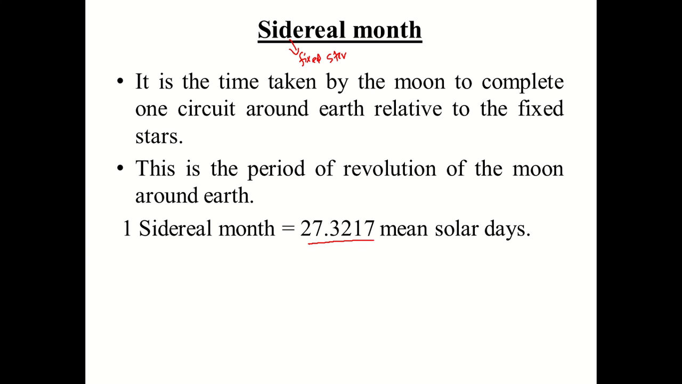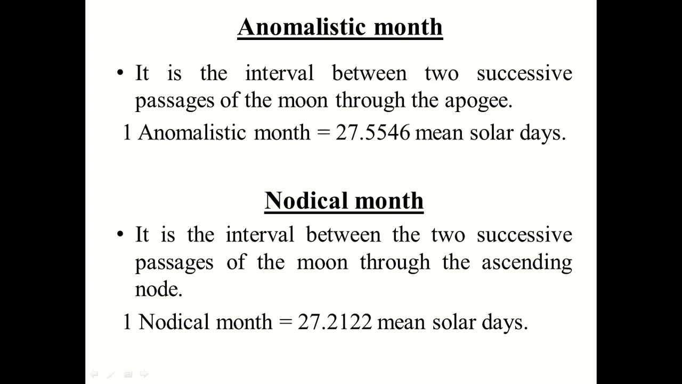Now come to the next one, which is called the anomalistic month. In the case of anomalistic year, we know that it is the time interval between two successive passages of the earth at apogee, that is when the sun is at greatest distance. Here the anomalistic month is the time interval between two successive passages of the moon through the apogee. That means the moon is at apogee, the moon is at the greatest distance.